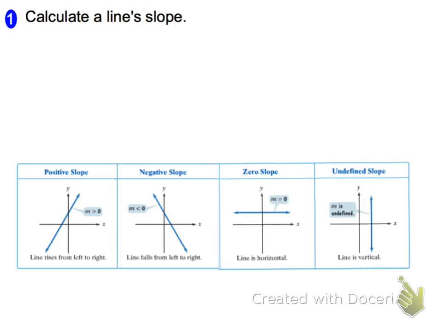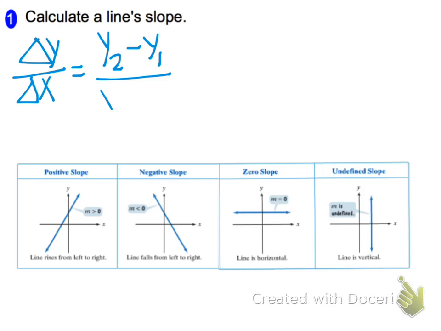So the first thing we want to review is how to calculate a line's slope. Remember, slope, you can think of it a lot of different ways. You can think of it as the change in y over the change in x. Y2 minus y1 over x2 minus x1 would be the main formula. And you have probably looked at this as rise over run. So a lot of different ways to think about slope.